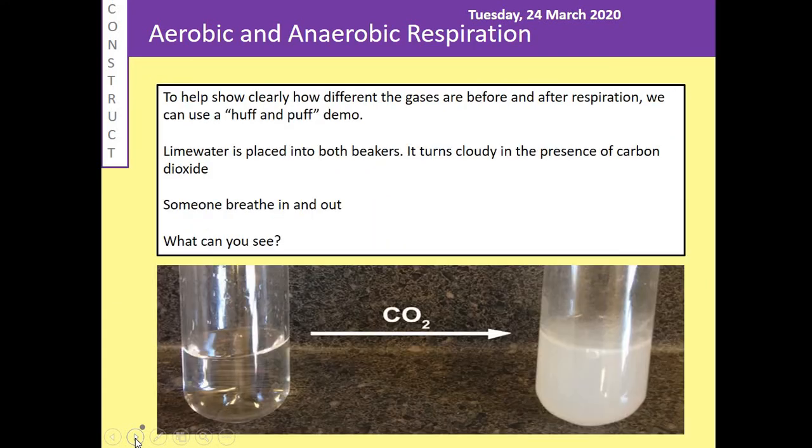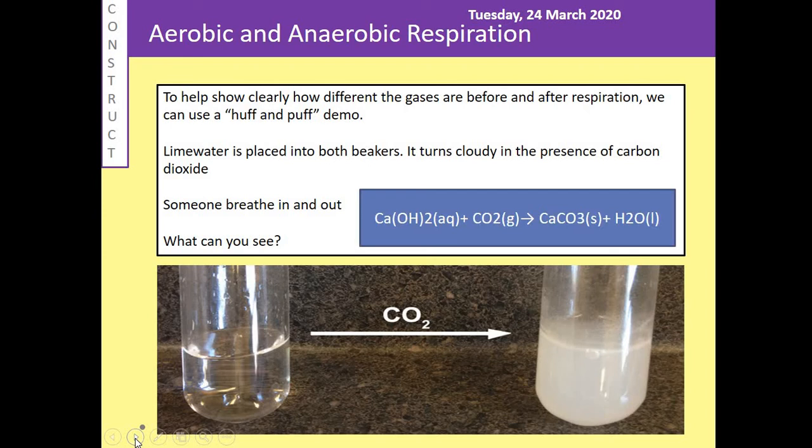Now, usually we do a little demonstration at this point, thinking about how we can demonstrate that CO2 is actually released, and we can do this using the Huff-Puff demo. Essentially what we do is set up some apparatus and we breathe into some lime water solution, and what eventually happens is the lime water turns cloudy, and this is kind of evidence that we are releasing the CO2 as a waste product. And the reason why it turns cloudy is fairly simple chemistry. Calcium hydroxide reacts with the CO2 that you're breathing out to form the insoluble calcium carbonate in solution with the water.